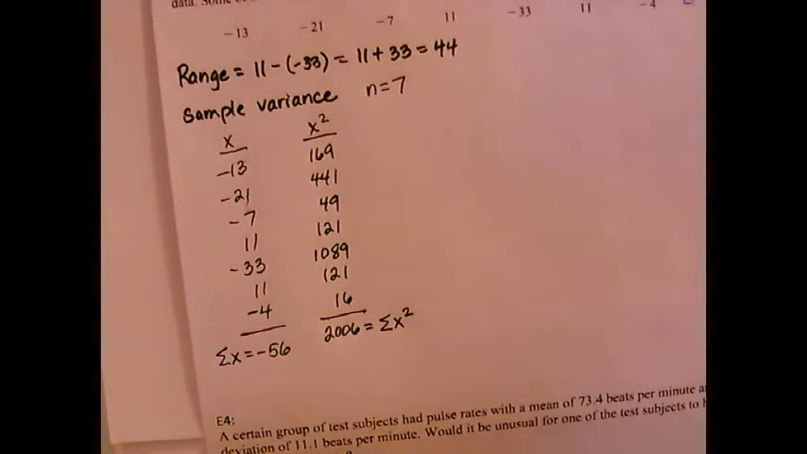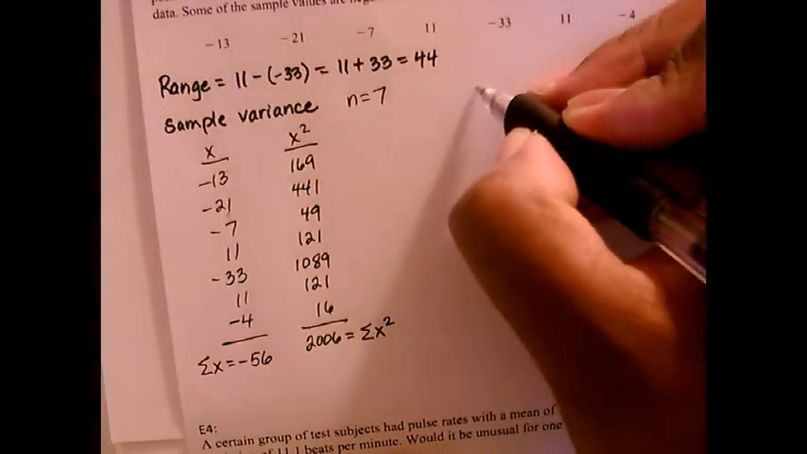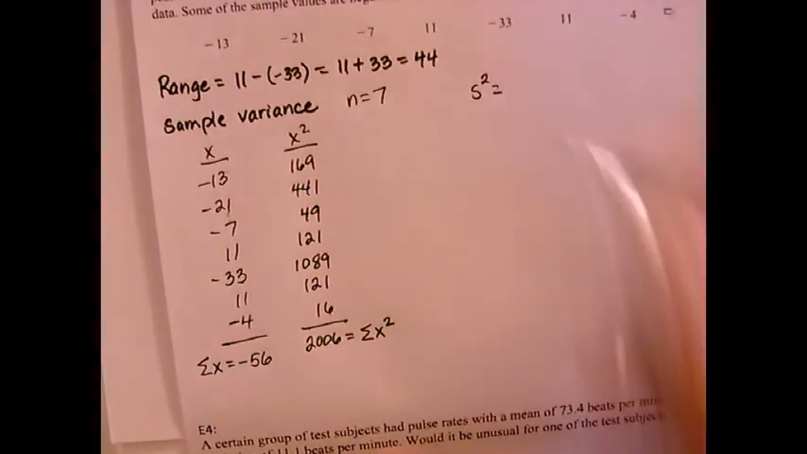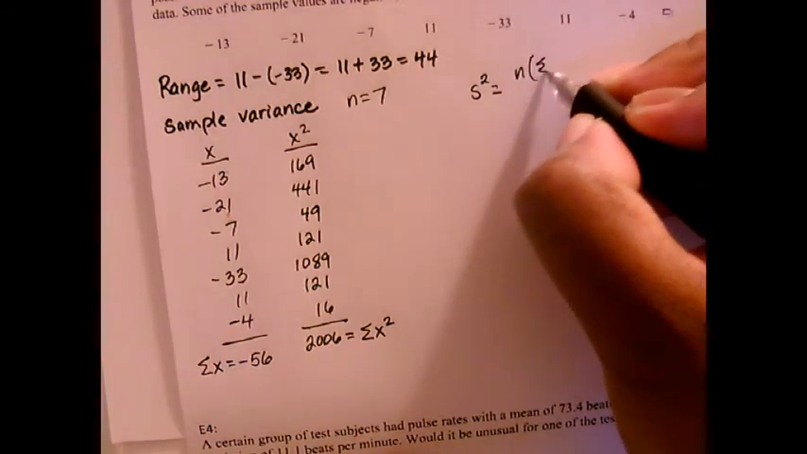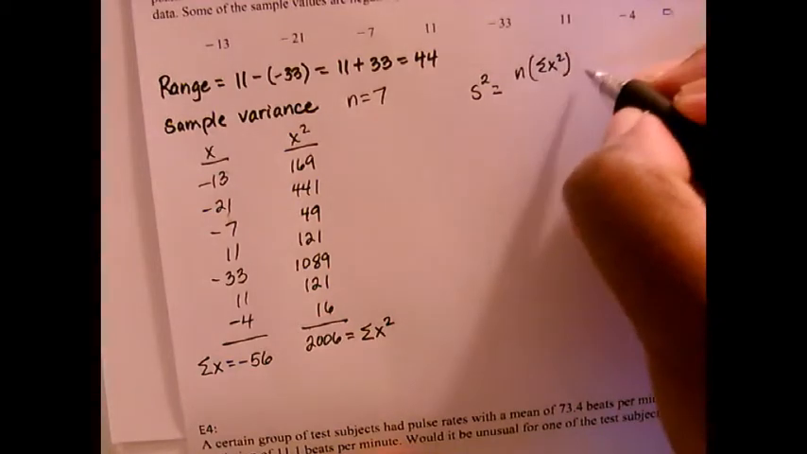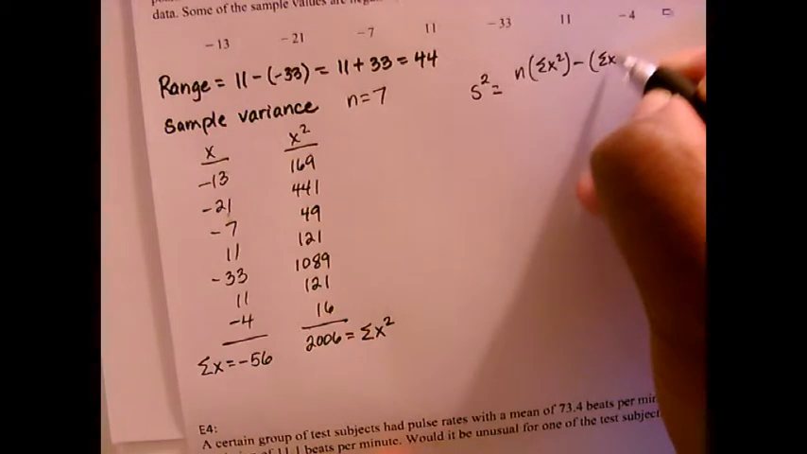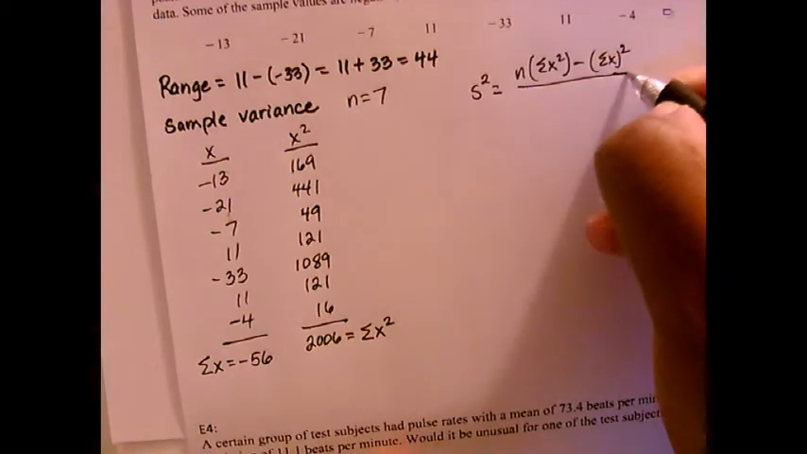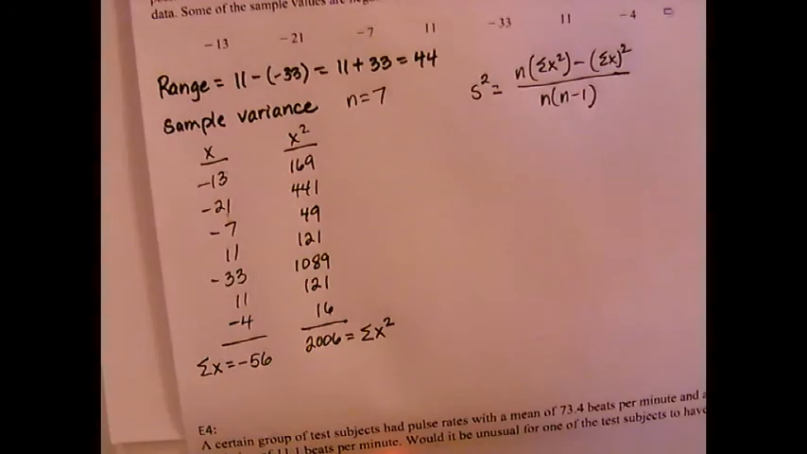Okay, now we have what we need to find the sample variance, which is this formula: s squared equals n times the summation of x squared, minus the sum of all your x and then you square that, all divided by n times n minus 1. And then we just substitute those values into that formula.